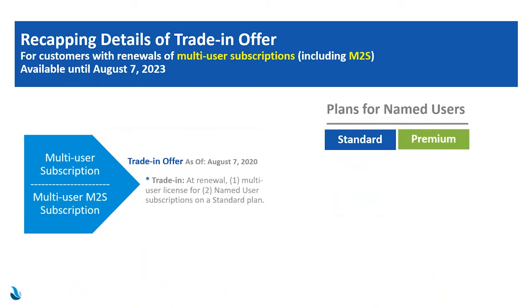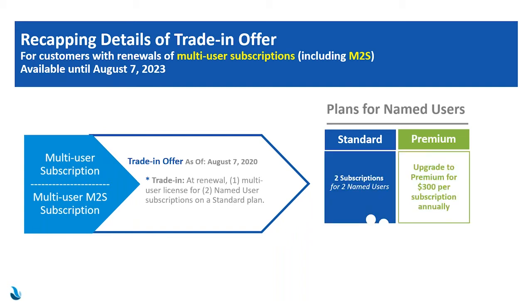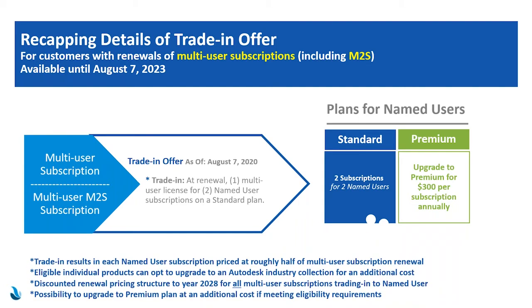And recapping the trade-in offer for multi-user subscriptions. Now, this is all multi-user subscriptions, including move to subscription licenses that came from Perpetual. And this offer has been extended, so it's available until August 7th, 2023. If you have a multi-user subscription, you can trade in each of those subscriptions and receive 2 named user subscriptions on the default standard plan. And if interested, you can go ahead and add premium plan onto that contract. So I'll restate that this trade-in results in each named user subscription priced roughly half of what a multi-user subscription renewal would cost.